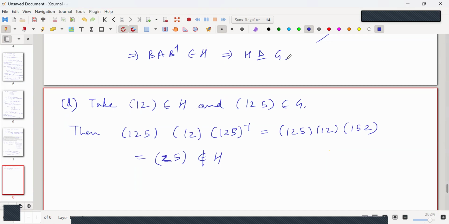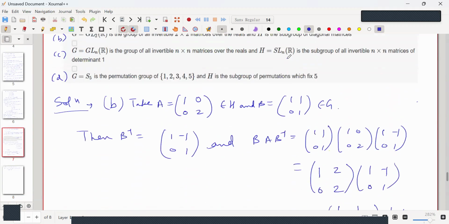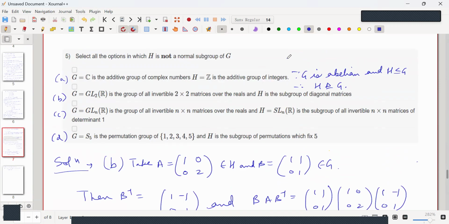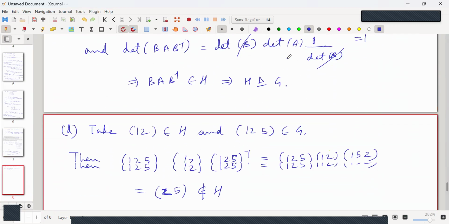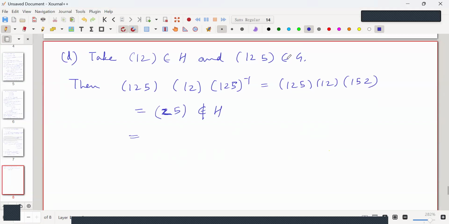Okay. So in fact, if you consider S3 with the same kind of definition of H, say instead of S5, you have the permutation group on 1, 2, 3, S3, right? And H is any subgroup of permutations which fixes a particular number, then that subgroup will not be normal due to the same reasoning. This implies H is not normal in G.